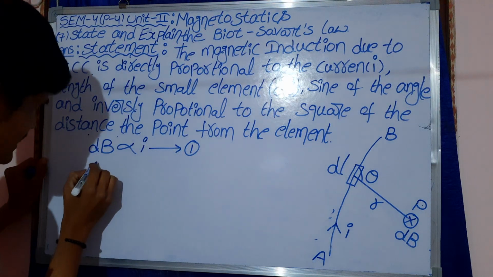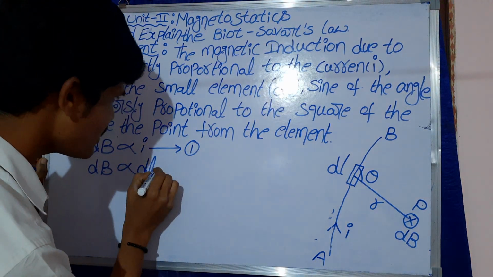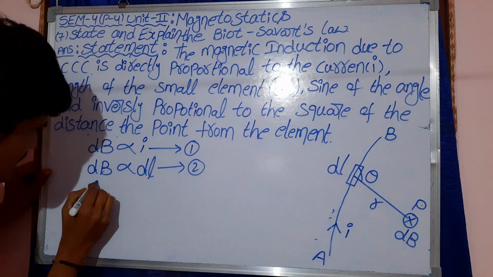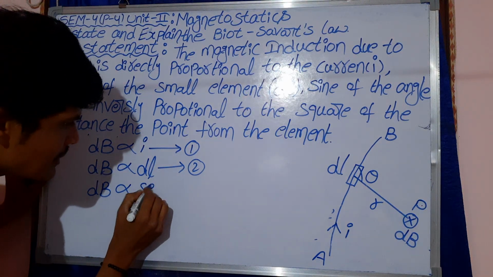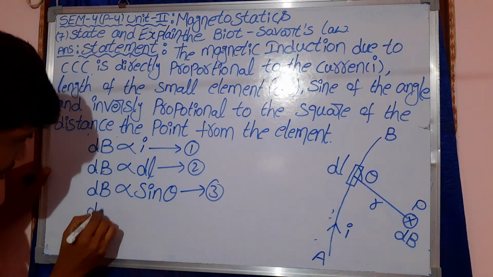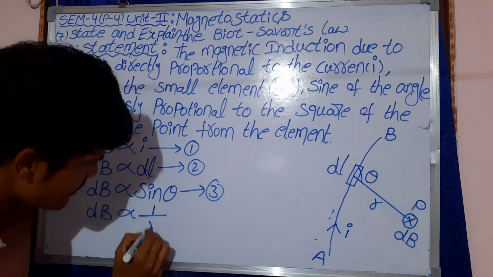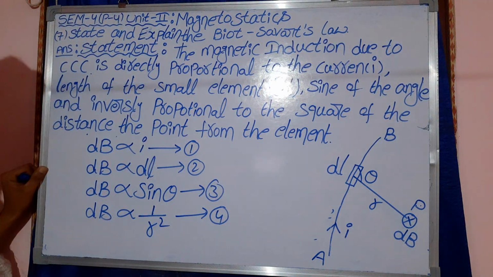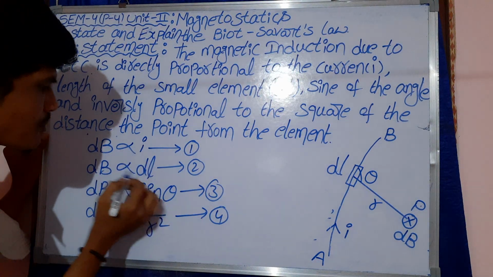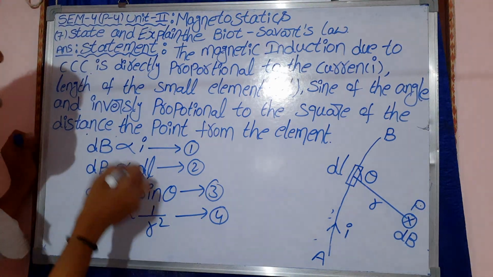Next, dB is directly proportional to the length of the small element dl. This is equation number 2. dB is directly proportional to the sine of the angle. This is equation number 3. And dB is inversely proportional to the square of the distance. This is equation number 4. So this is the statement: the magnetic induction is directly proportional to the current, the small element, the sine of the angle, and inversely proportional to the square of the distance.